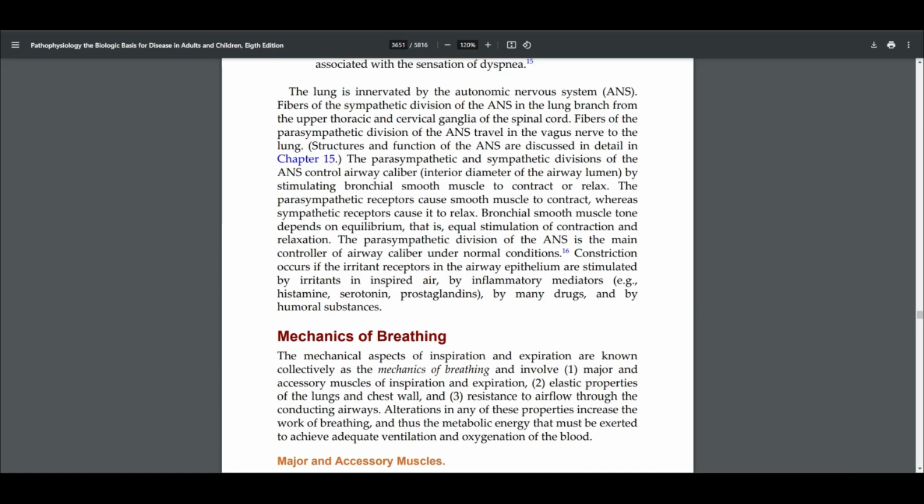Bronchial smooth muscle tone depends on equilibrium, that is, equal stimulation of contraction and relaxation. The parasympathetic division of the ANS is the main controller of the airway caliber under normal conditions. Constriction occurs if the irritant receptors in the airway epithelium are stimulated by irritants in inspired air, by inflammatory mediators, again that's histamine, serotonin, and prostaglandin, also by many drugs, and by humoral substances.